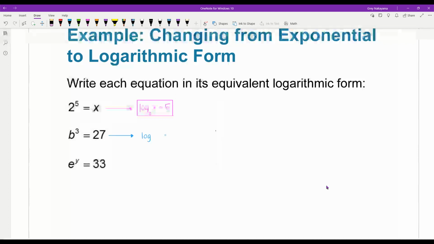All right, look at this one. What is the base of my exponential? The base of my exponential is b. The exponent is 3. And so 27 is going to go here, because that's what's left. Again, my base is e. My exponent is y. And so 33 goes here. And that's what my expression looks like. Again, easy to check.